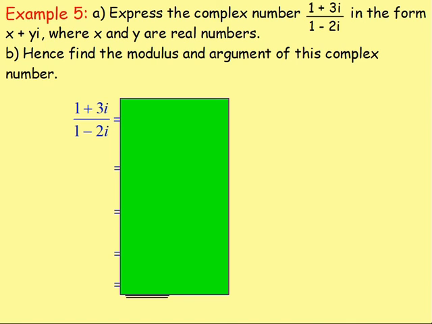Example 5, part A. Express the complex number 1 plus 3i over 1 take away 2i in the form x plus yi, where x and y are real numbers, and part B, hence find the modulus and argument of this complex number. So if I've got the 1 plus 3i over the 1 take away 2i, how do I go about writing that in that form? Divide! Good, I want to divide that 1 plus 3i by the 1 take away 2i.